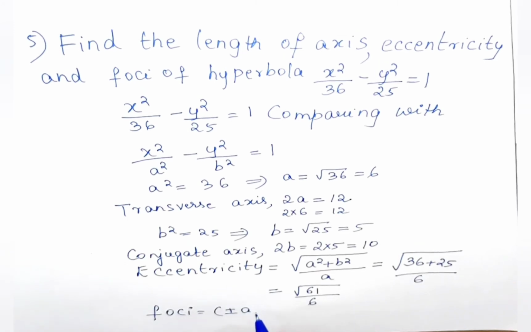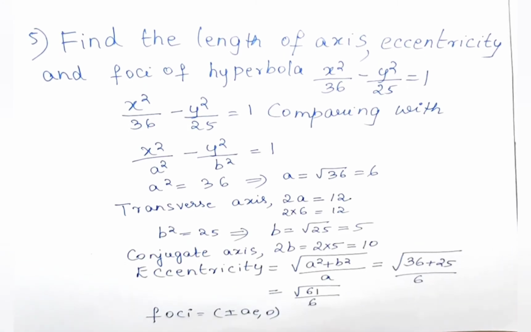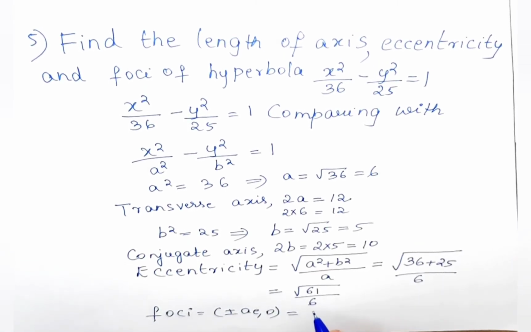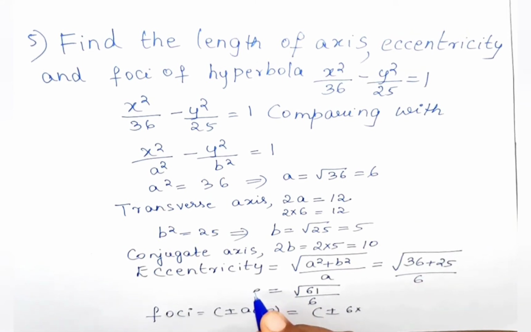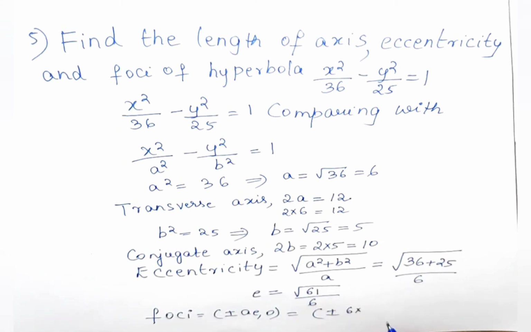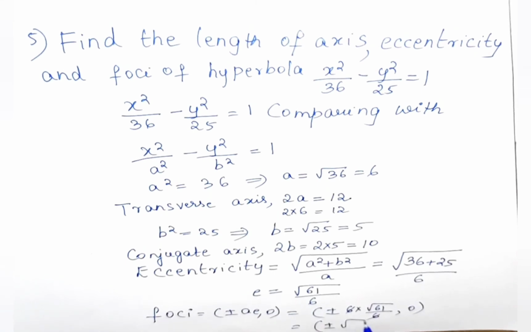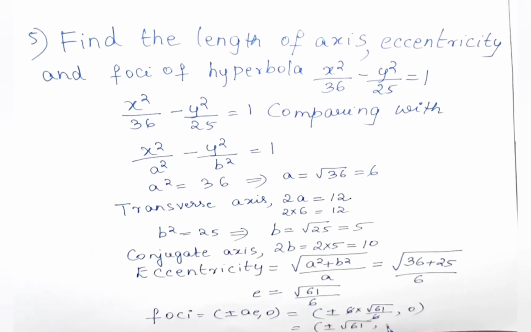Now we have to find the foci. The formula for foci is plus or minus ae, comma 0. So this becomes plus or minus, the value of a is 6, so 6 into e, where eccentricity e is root 61 by 6. So let us write 6 into root 61 by 6. The 6 and 6 get cancelled and root 61 will be remaining, comma 0. So the foci will be plus or minus root 61, comma 0.